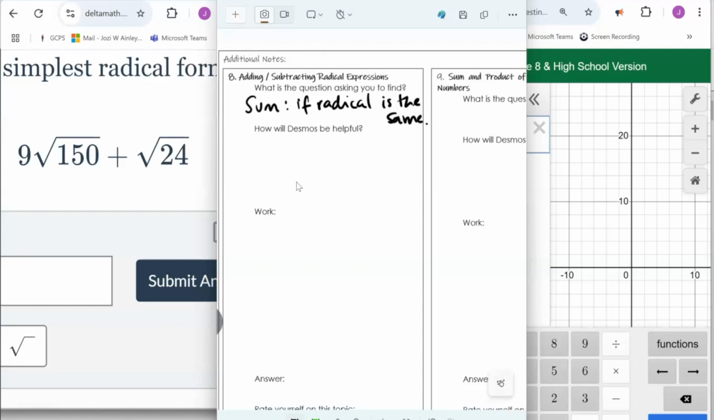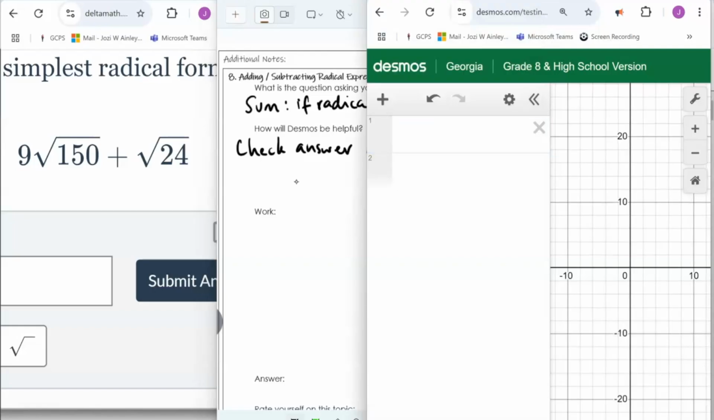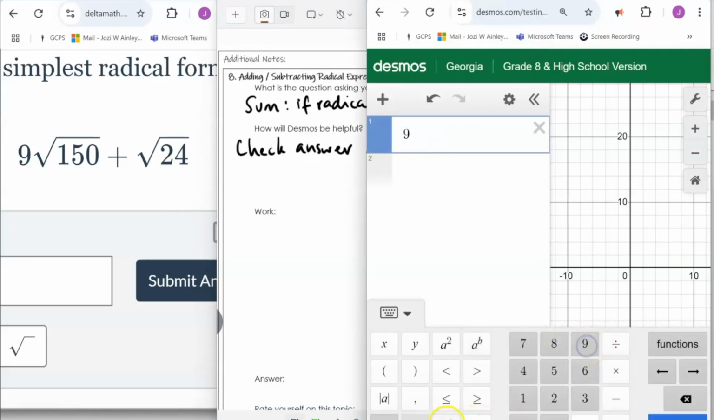Are they the same? No. So I have to simplify. How are decimals going to be useful? Check your answer as you go. But specifically, you have to write down how it's going to help you, or what you need to put in decimals in order for it to help you.